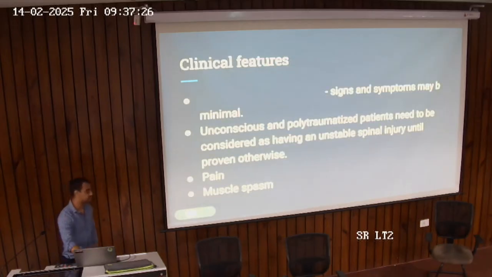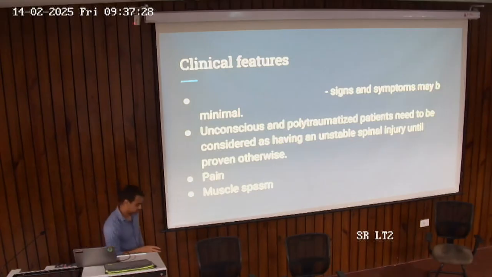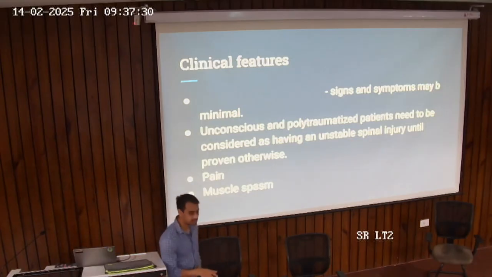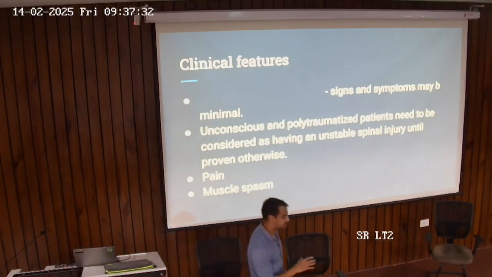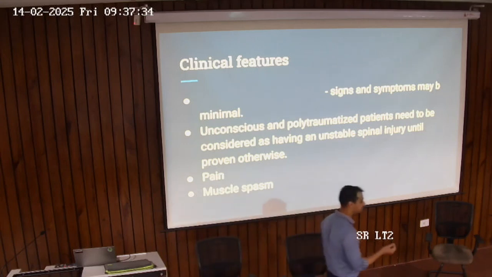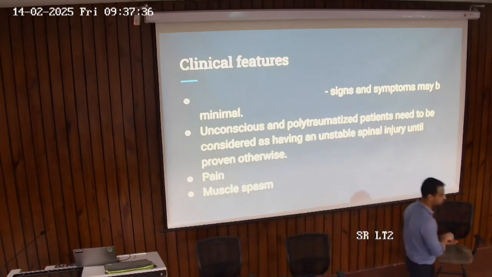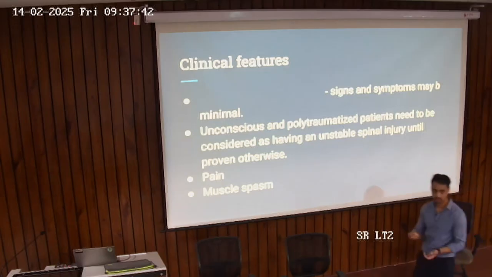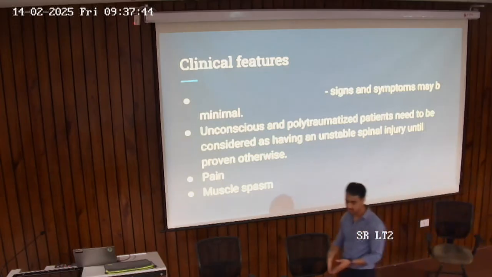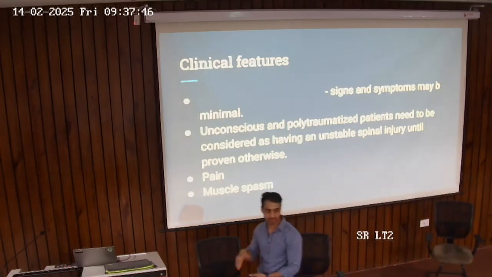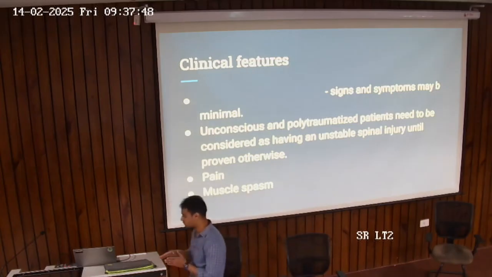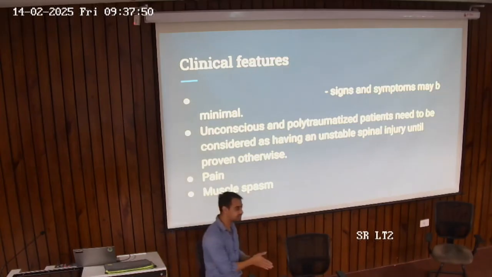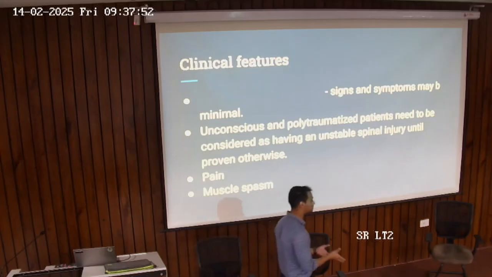So clinical features, what are the clinical features? The most common clinical feature will be that the patient will be asymptomatic. It can be mild pain, but most of the time they won't be complaining of pain in the back. Why? Because these are usually a part of polytrauma. The patient will have a major injury somewhere else and will be more concerned about that. So, if you want to diagnose spinal injury, whether it is existing or not, what is most important?